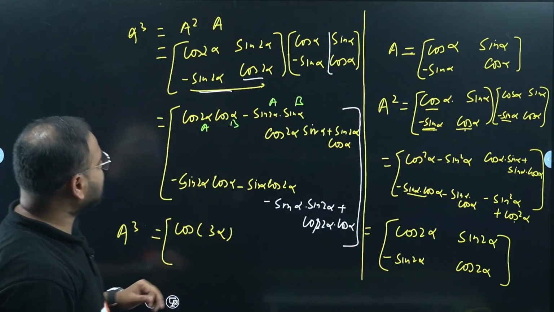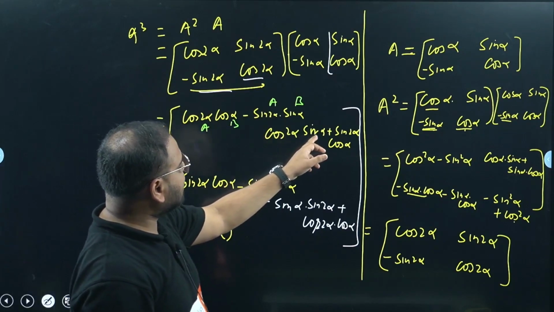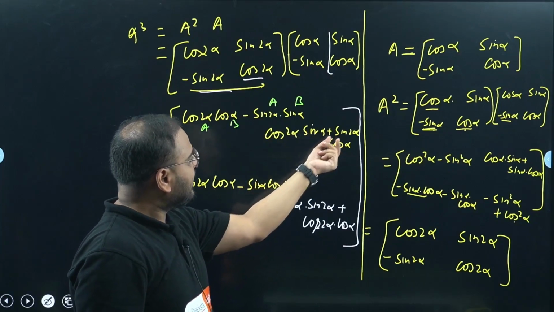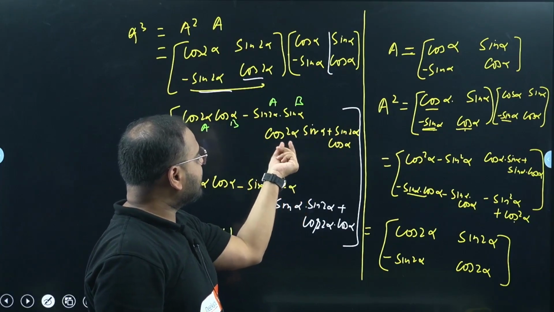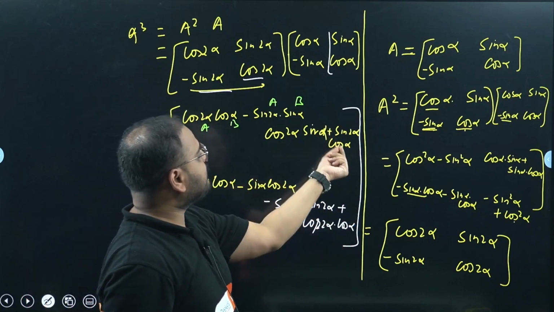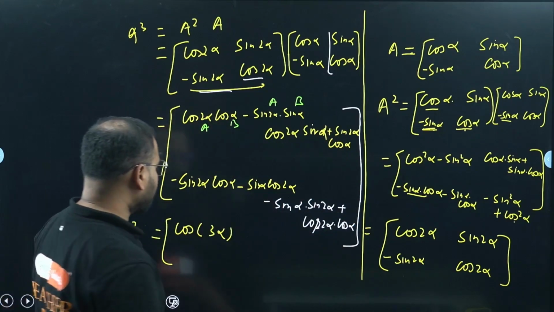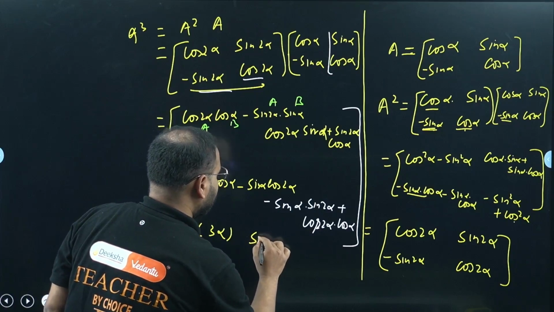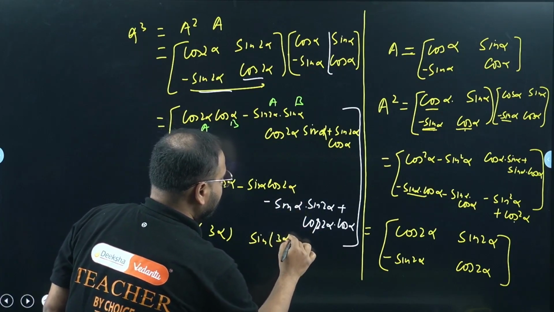Okay sir. Next part over here, cos 2 alpha sin alpha means cos a sin b. This is alpha, right? So cos a sin b and sin b cos a. Basically what? Sin of a plus b. So 2 alpha plus alpha, again 3 alpha.